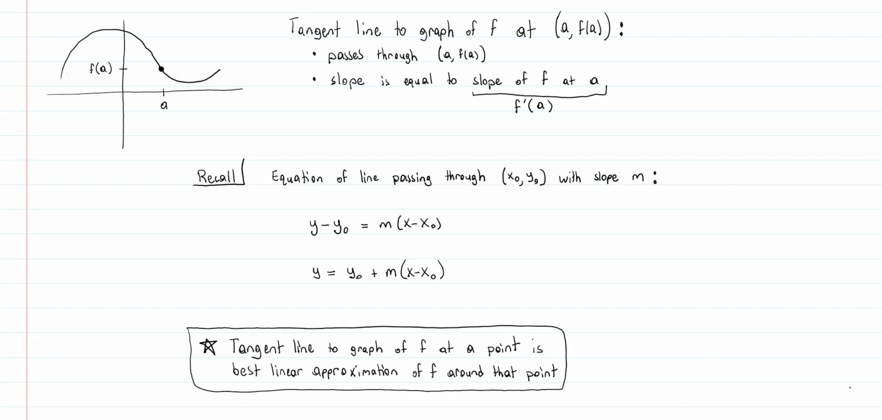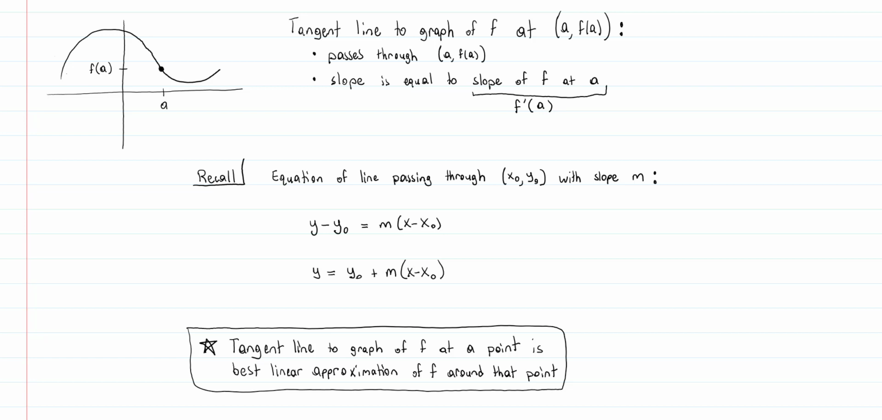Alright, so this is our final video. We're going to be talking about tangent lines. The tangent line to the graph of a function at a point (a, f(a)) is characterized by two properties. First, it passes through the point (a, f(a)), and second, the slope of the tangent line is equal to the slope of f at a.